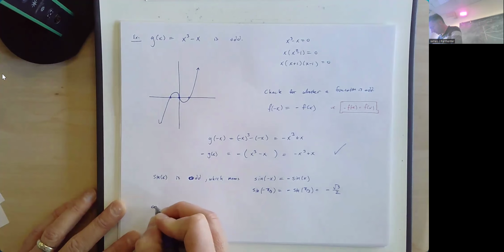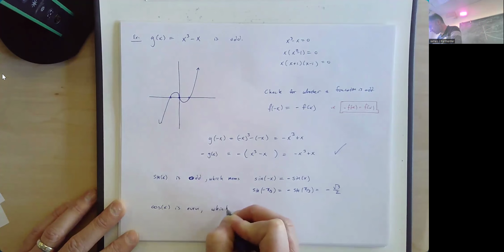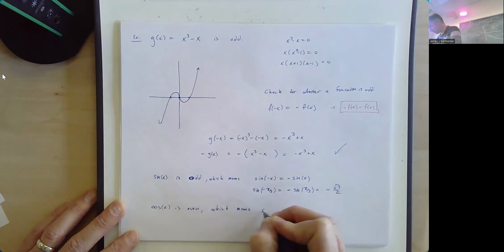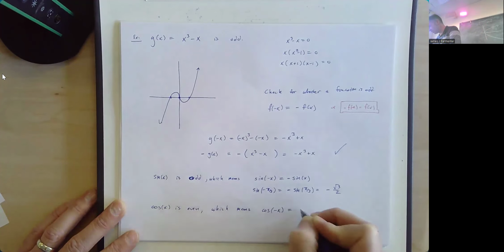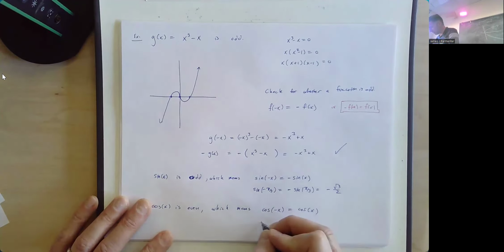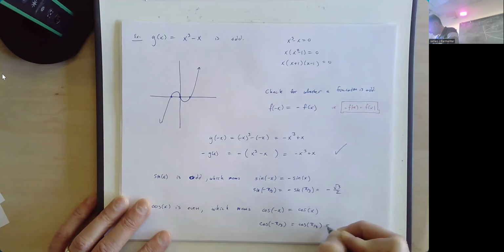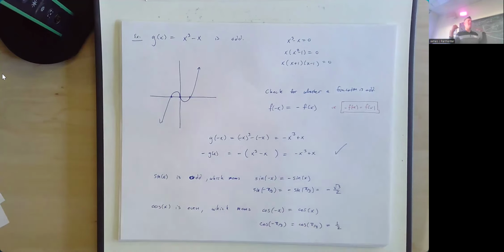Cosine of x is even, which means that cosine of negative x is equal to cosine of x. For example, cosine of negative pi over 3 is equal to cosine of pi over 3, which is just positive 1/2. That also, in my mind, makes sense when you think about the quadrants. If you have an angle in quadrant 1, cosine is positive. If you have the same angle in quadrant 4, cosine is still positive, because cosine is positive in quadrant 4.